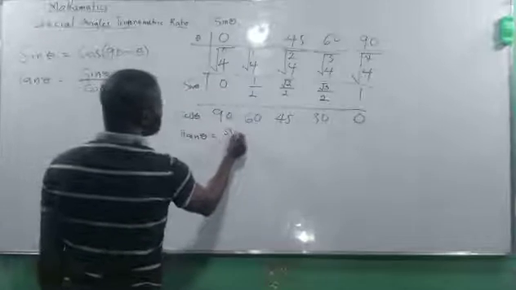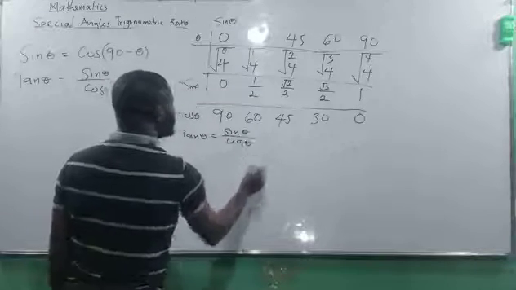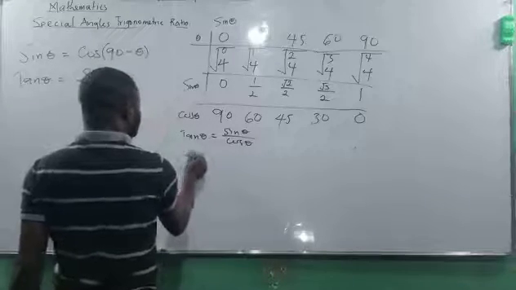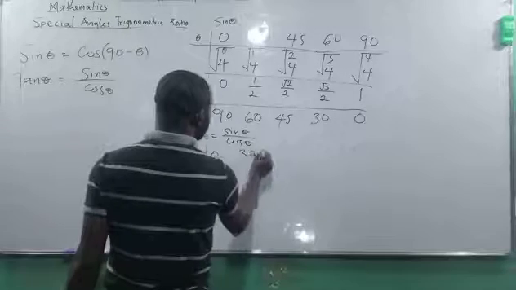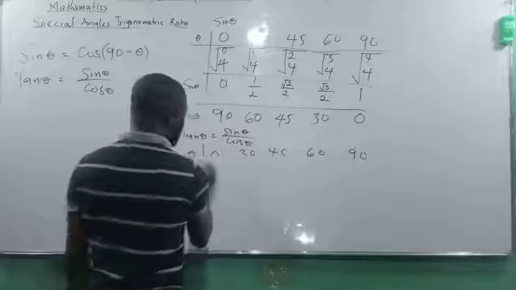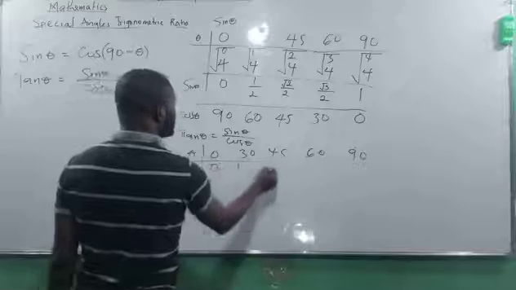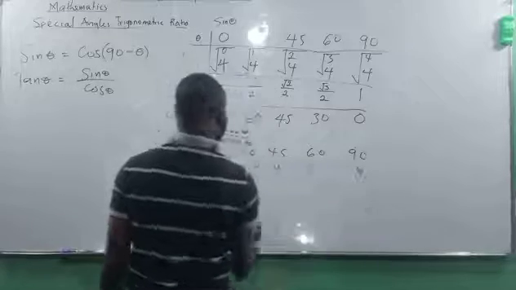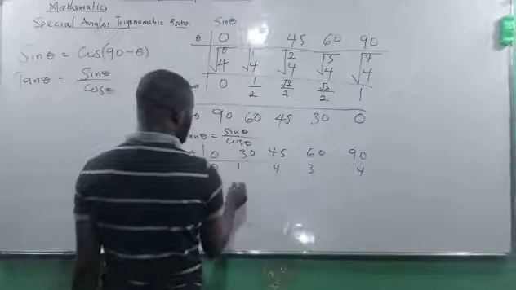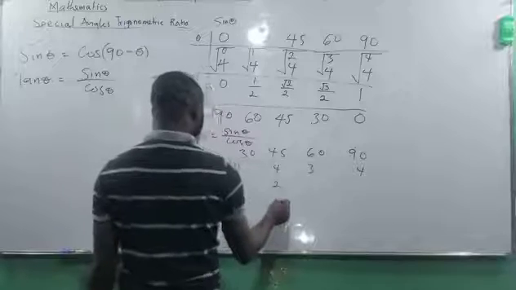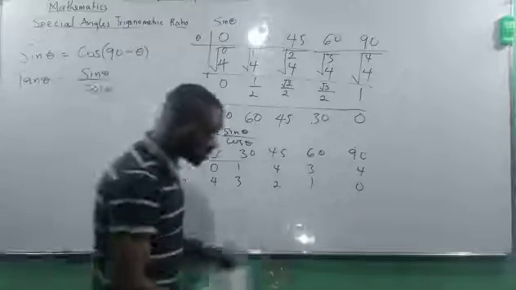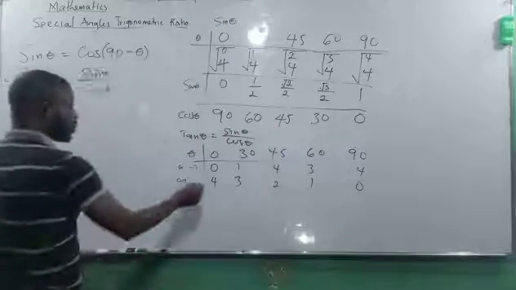I've told you that tan theta is always equal to sine theta all over what? Cos theta. Now, for me to get my short way of getting my sine, I will have my theta, which is 0, 30, 45, 60, and 90. Here will be 0, 1, 2, 3, 4. This one is standing for sine. And the one for cos will be 4, 3, 2, 1, 0. I've told you that when sine is moving forward, cos is moving backward. That is what you need to know.